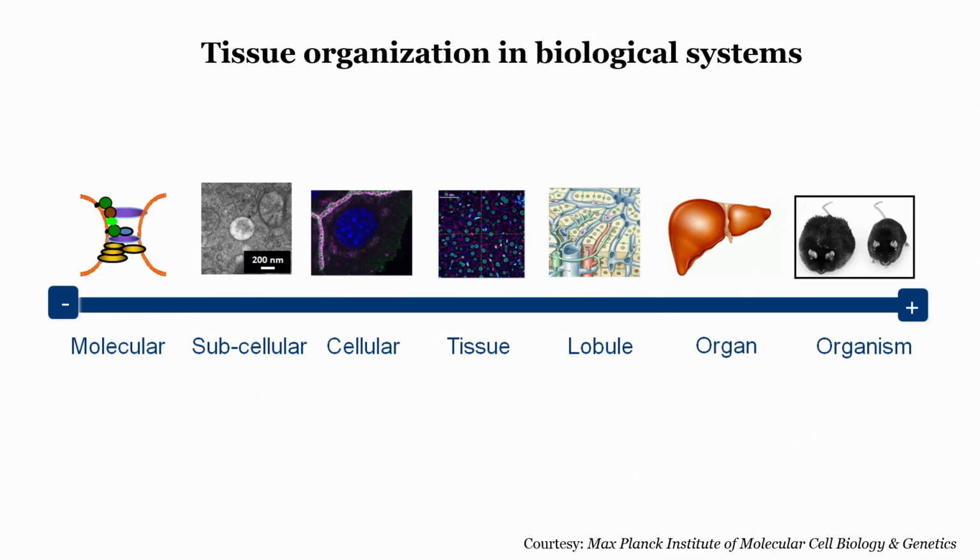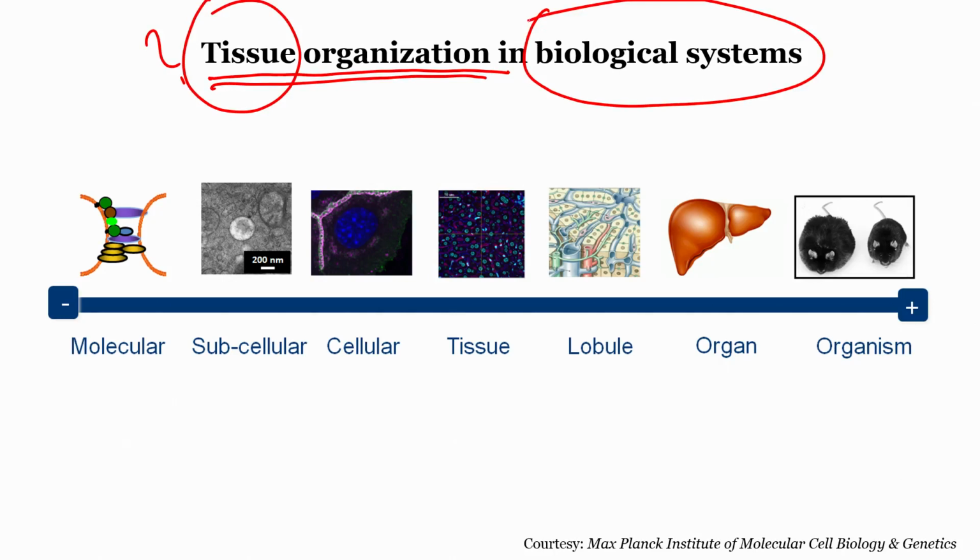This is a very interesting graphic which we have borrowed from the famous Max Planck Institute of Molecular Cell Biology and Genetics. So, what is tissue organization? That is what we have shown here. What is a tissue, and how do tissues make up biological systems? Before we delve into electrical equivalent models of biological systems, we need to understand how these systems come together, how they assemble and form organisms.